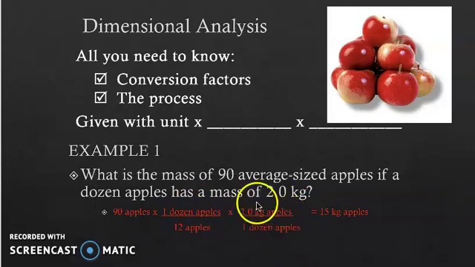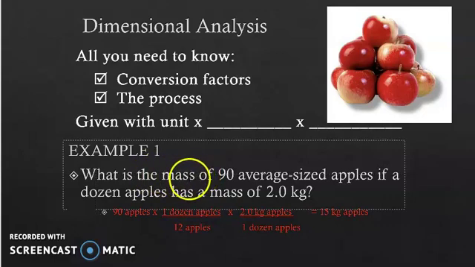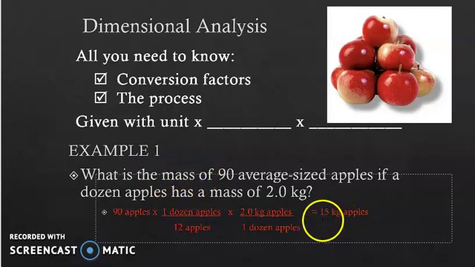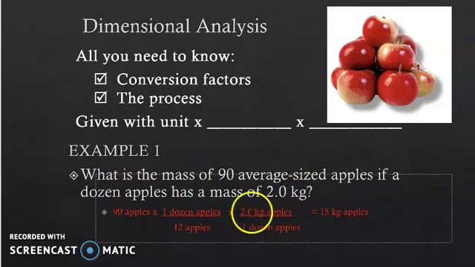So now I'm left with kilograms of apples. And that is what I'm looking for because I want to find the mass of 90 average size apples. So I'm looking for mass. Kilograms is a measure of mass. So I know that I'm in the right area for my answer. I know that there are 2.0 kilograms per 1 dozen. So 2.0 kilograms per 1 dozen apples.